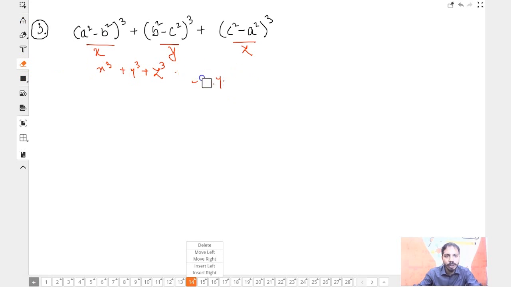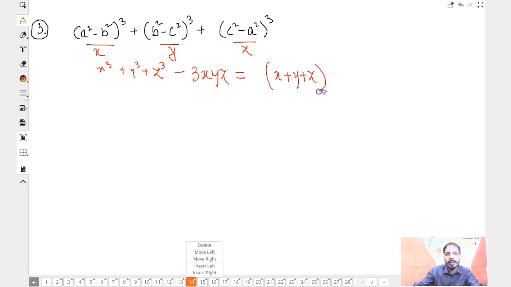So let me see which one can I use, right? Okay, or let me derive it here. We know x cube plus y cube plus z cube minus 3xyz is equal to x plus y plus z into x square plus y square plus z square minus xy minus yz minus zx, right?